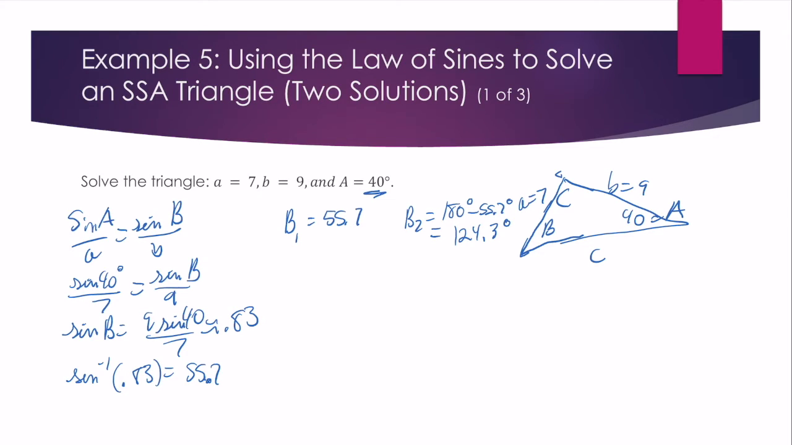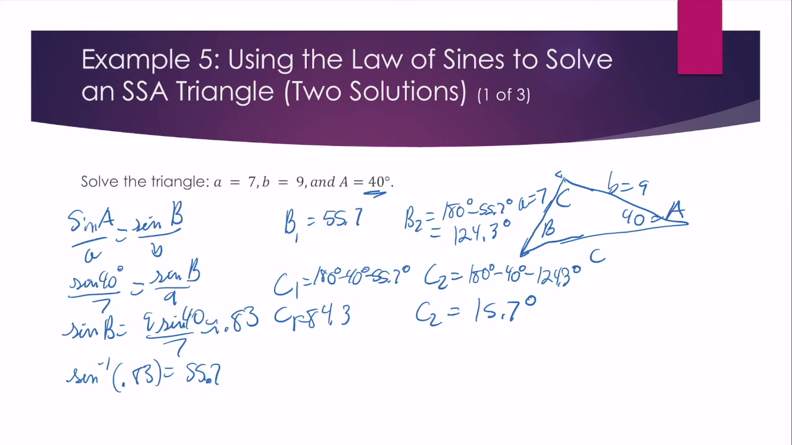So using B1 and B2, I'm going to have to find the angles C1 and C2. C1 equals 180 degrees minus 40 degrees minus 55.7 degrees, so C1 is 84.3. I find C2 in the same manner: 180 degrees minus 40 degrees minus 124.3 degrees, so C2 is 15.7 degrees. We're going to use this information to find little c1 and little c2.